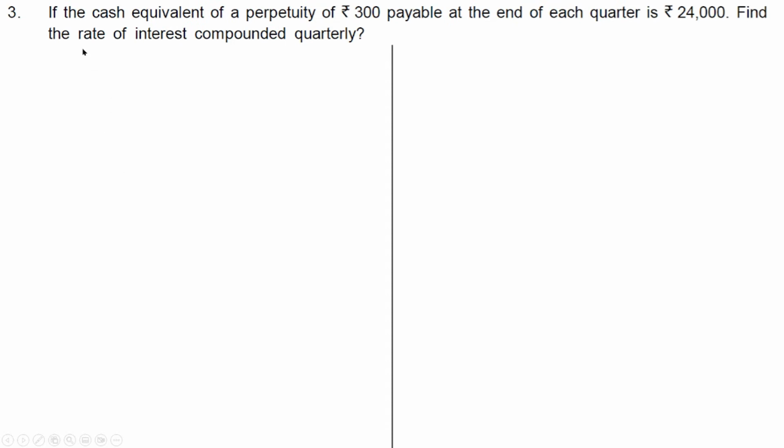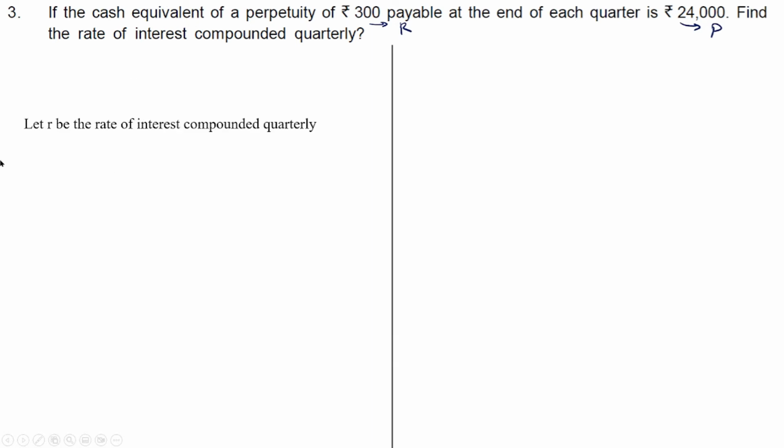Next question. If the cash equivalent of a perpetuity of rupees 300 payable at the end of each quarter is rupees 24,000, find the rate of interest compounded quarterly. So here it is given the cash equivalent of perpetuity of rupees 300. So this is R. The cash equivalent means the present value of this perpetuity, given as rupees 24,000. This is P. We need to find the rate of interest that is compounded quarterly.